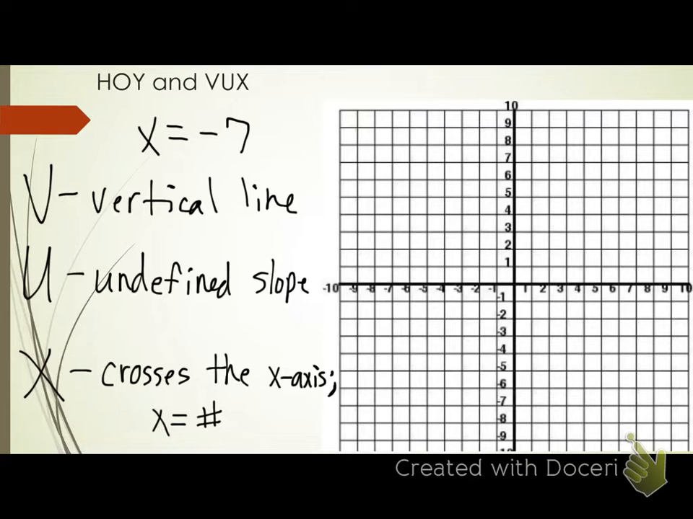So here's my x-axis. Where is it crossing my x-axis? -7 because it says x equals -7. Put a point at -7 on your x-axis. And then what kind of line is this going to be? Vertical, so I draw a vertical line through that point.